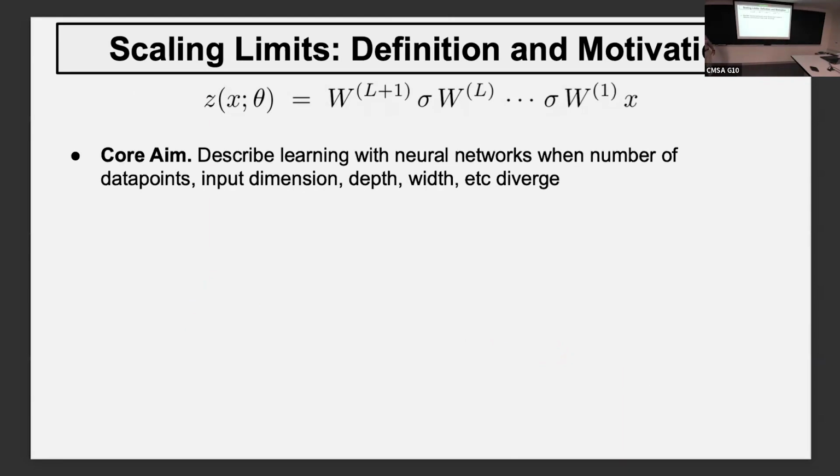Okay, so in the real world, we have many training data points. We can have very high dimensional data. We can have a deep network. We can have a wide network. We can have a large compute budget. There are many things that could be large parameters in practice. And I'd like to understand what happens when they're not just large, but when they're infinitely large. That's the mathematical statement of the problem.